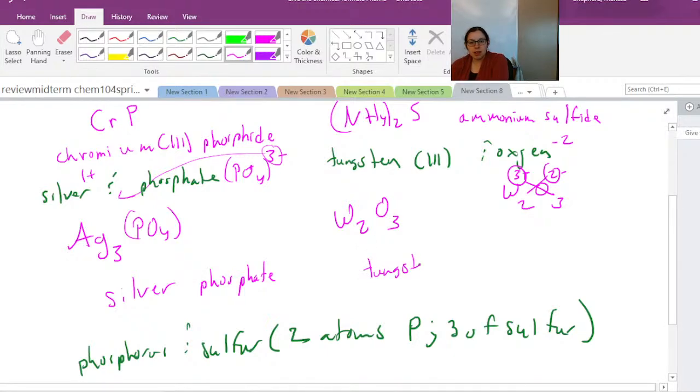So tungsten, and then did you say 3? So, yeah, so tungsten 3 oxide. So just make sure you name the oxidation state.